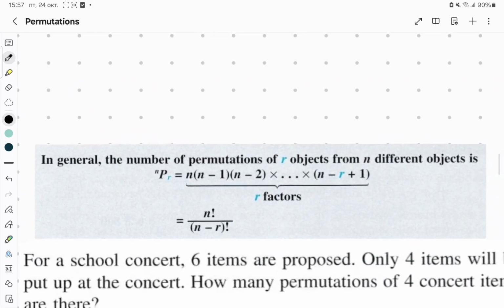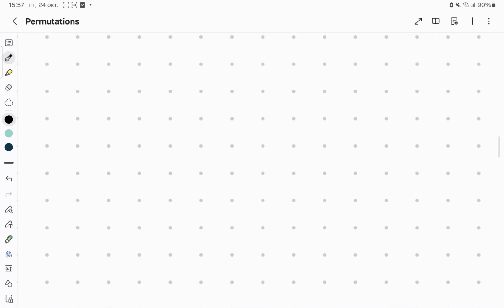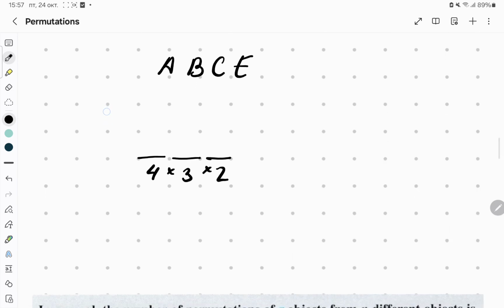Okay, now what if we have another option? What if we have letters A, B, C, and let's say E? How many 3-letter simple words can we construct from these 4 letters? For the first place, we can place one of the 4 letters, right? So 4 times 3 times 2. Okay, so 4 times 3 times 2.